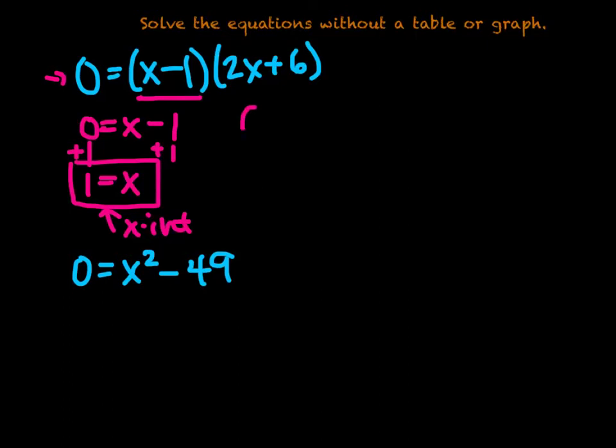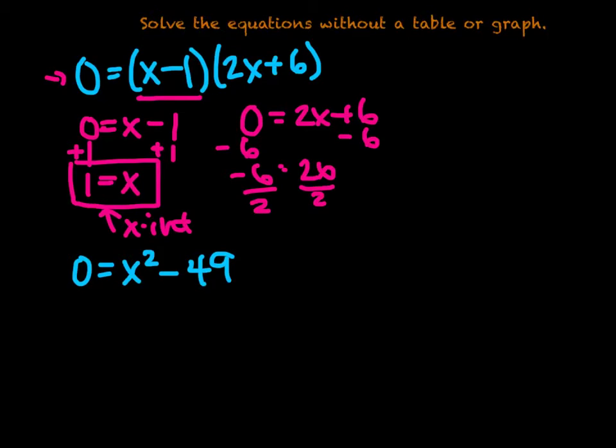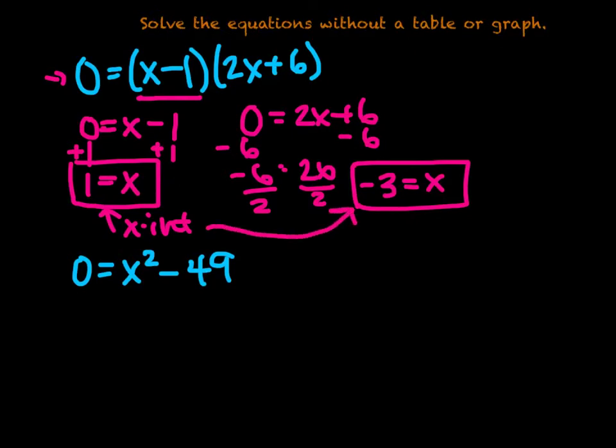As well, we can say 0 is equal to 2x plus 6. We could subtract 6 from both sides, we get negative 6 is equal to 2x. Divide by 2, divide by 2. So we get negative 3 is equal to x. Here is my other x-intercept, or my other zero for that equation. Now we have another one. 0 is equal to x squared minus 49.